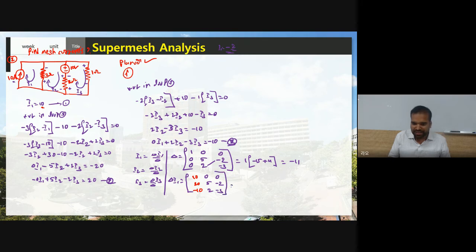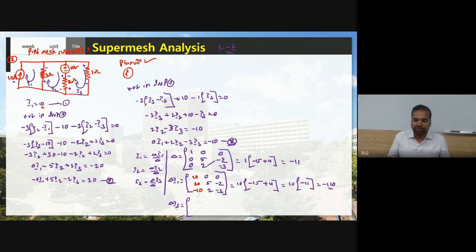Now if you find the determinant of delta I1, 10 into, see here, don't consider this row, don't consider this column, 5 into minus 3, minus 15, minus 2 into minus 2, minus 4, minus minus will become what? Plus 4. So 10, this is what? Minus 11. So therefore minus 110. Therefore now you need to find the determinant of delta I2 equal to what?